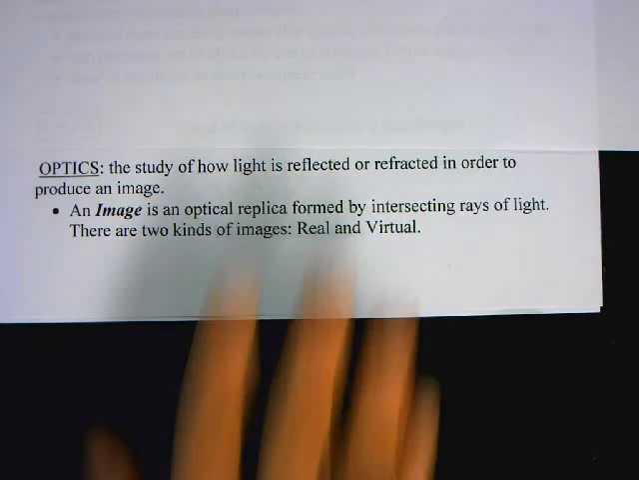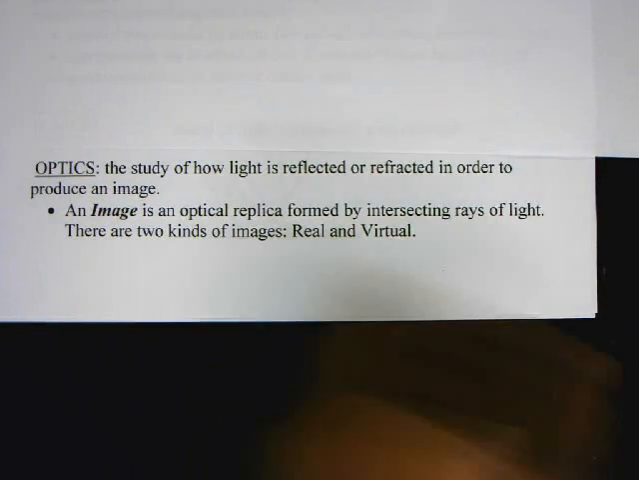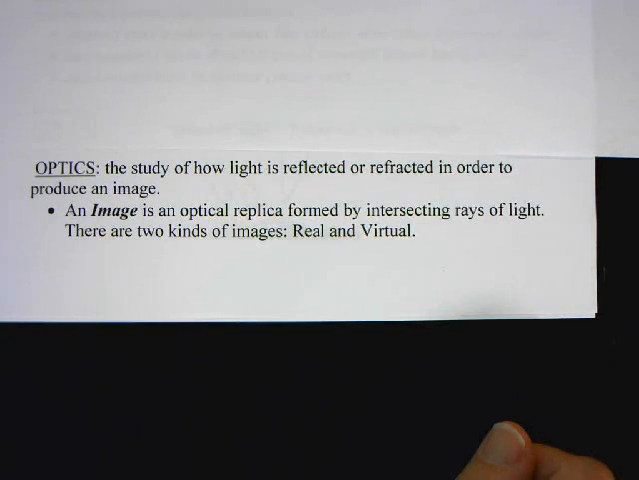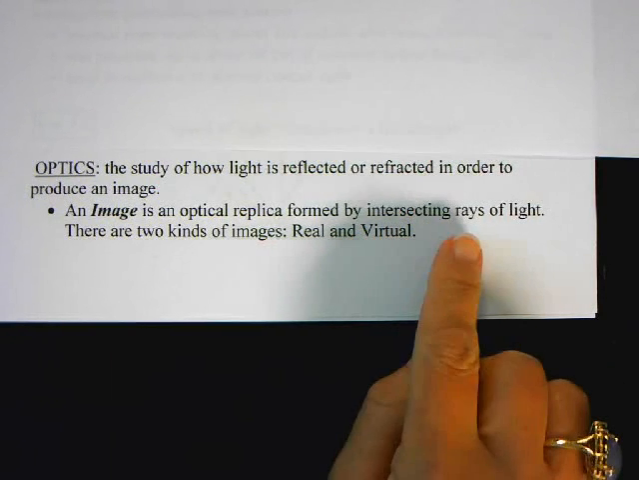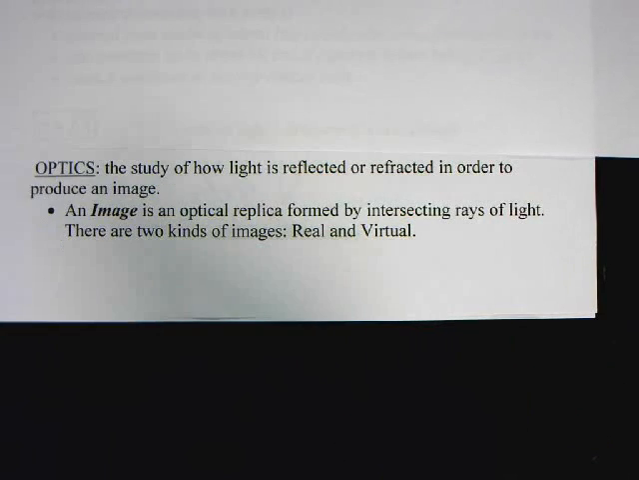Okay, today we're going to start our introduction to optics. So optics is the study of how light is reflected or refracted in order to produce an image. An image is an optical replica formed by intersecting rays of light. And we're going to do something called a ray diagram where we're going to draw these rays.